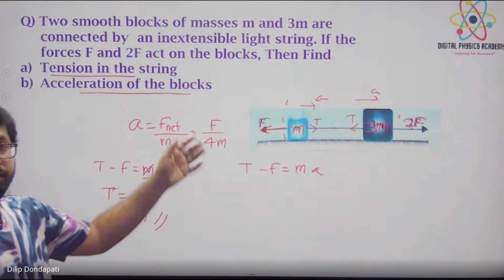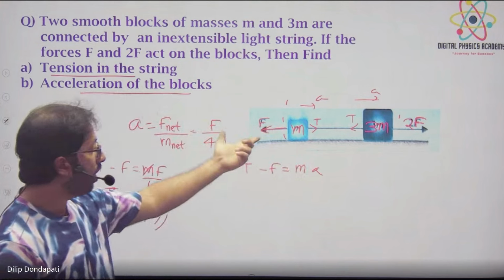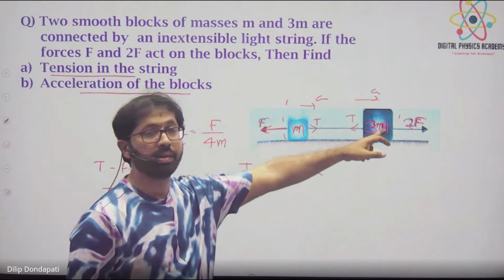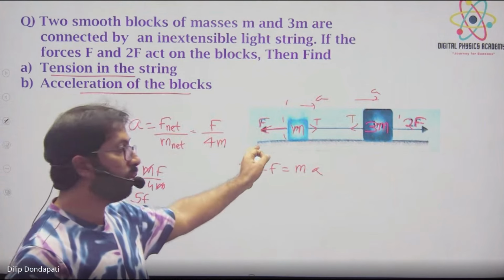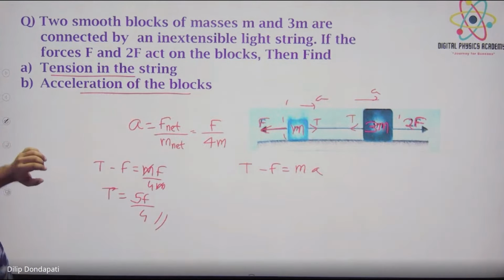They are connected with strings. Since both have the same acceleration, we are using a shortcut. If the accelerations were different, we can't use the shortcut. You would have to draw a free body diagram and solve. Okay.